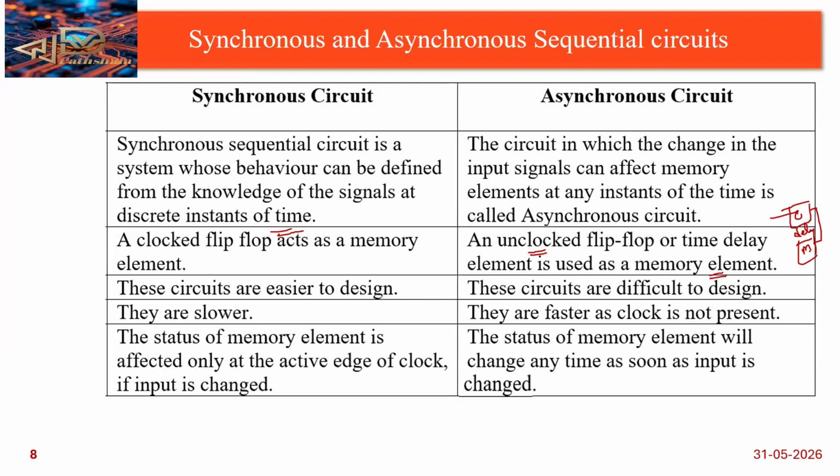Here the synchronous circuits are slower because each and everything has a memory element. This is the combinational circuit, and this is the memory element, and this memory element has the clock. That is the reason every time we give the clock, a delay will happen, right? So this is the representation of synchronous sequential circuits.